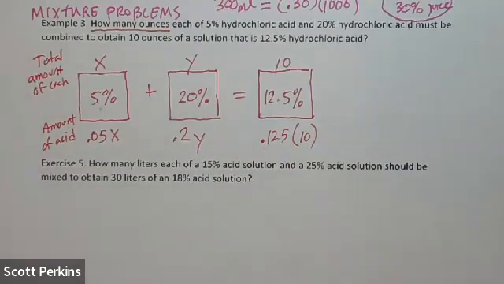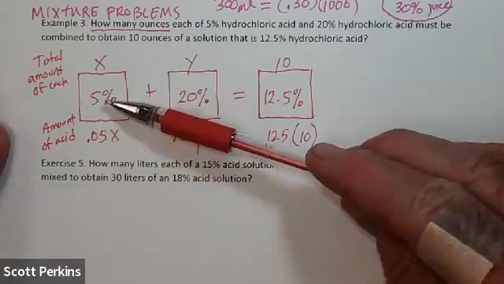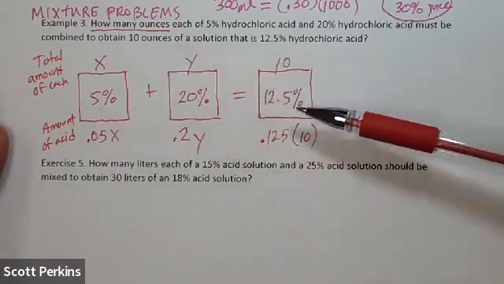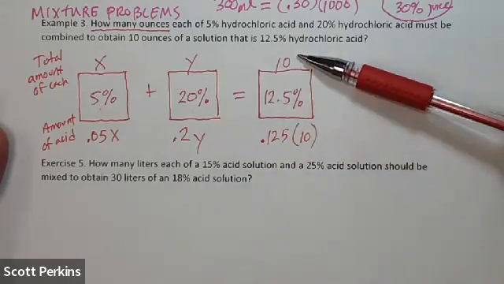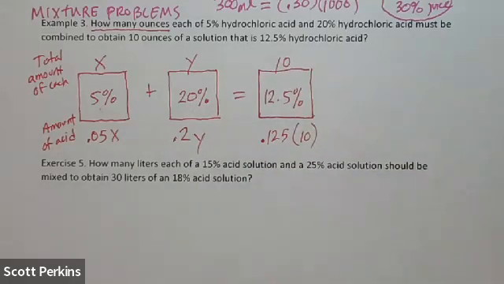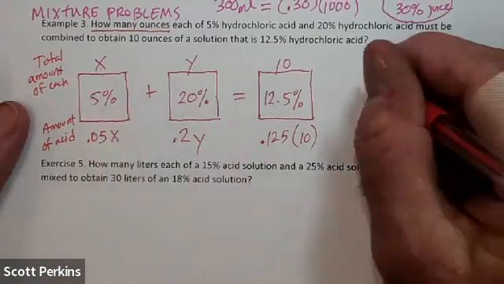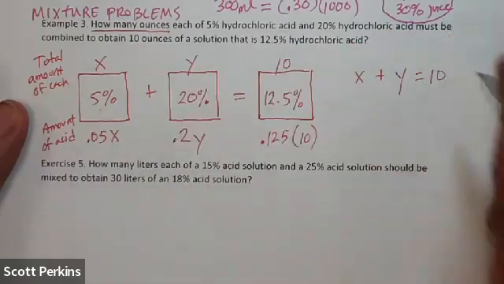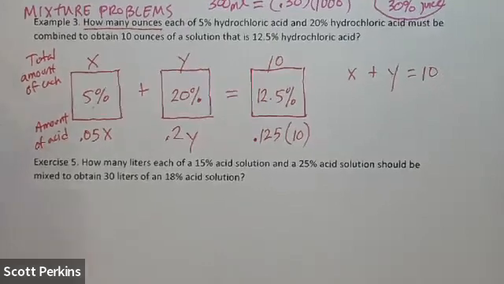Remember, percents never stand alone. It's always a percent of something. So it's 5% of the X. It's 20% of the Y. It's 12.5% of the 10. Okay, the percent applies to a total. Now I have information to make two equations. The first equation is just what do I get when I look at the top? The top is the X plus the Y equals 10. That's the total amount.